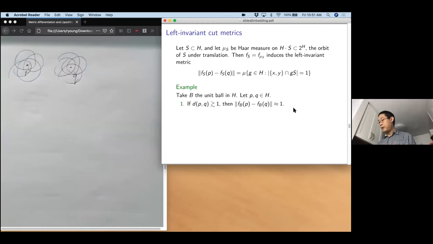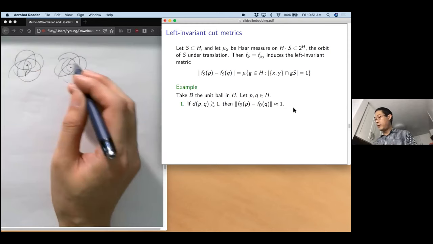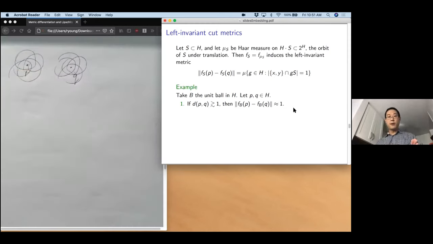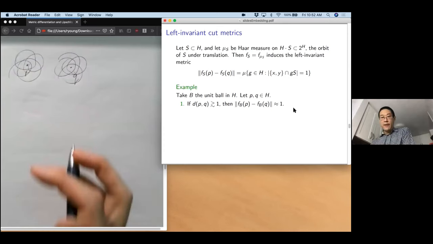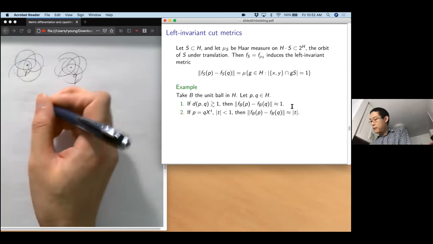The farthest apart that two points can be is when all the balls that contain P are disjoint from Q, and all the balls that contain Q are disjoint from P. So if P and Q are far apart, then they're mapped to distance roughly one apart in L1. If they are a little closer together, then they're going to be mapped a little closer together.